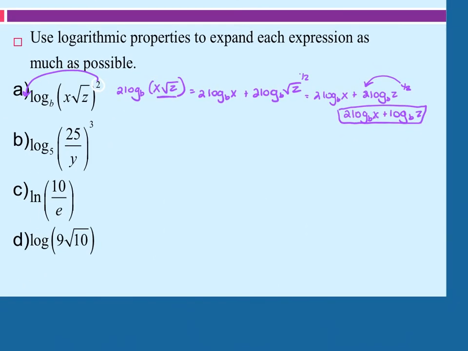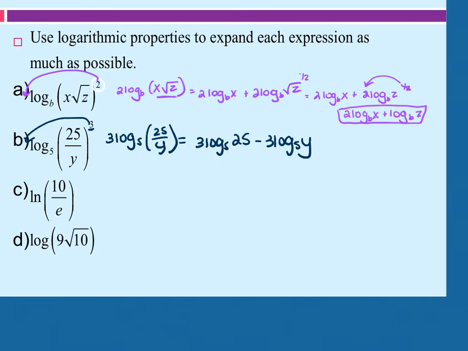For B, now I've got again a power, so it's going to go to the front, and then I've got a quotient, so log base 5 of 25 over y, split that: 3 log base 5 of 25 minus 3 log base 5 of y. Log base 5 of 25 becomes 2, and then I get 3 times 2, or 6, minus 3 log base 5 of y.